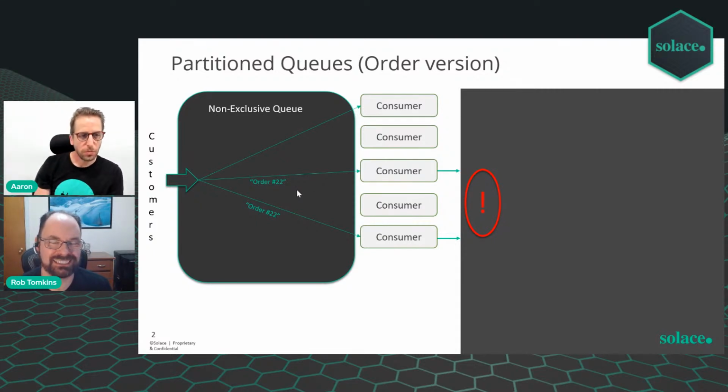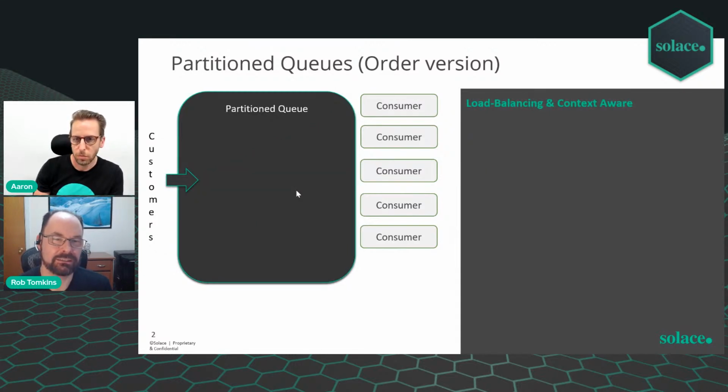So if you want the same consumer to always consume the events for a particular data set, what we've developed is partition queues. A partition queue has load balancing, and it's context aware. How do you add context? Here we're doing it in a very similar way to what you see with Kafka. We add a key. And who adds the key? That's added at the publisher. The publisher adds the key.